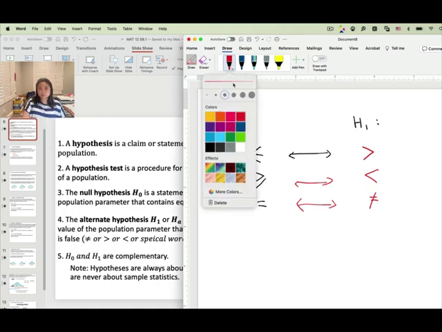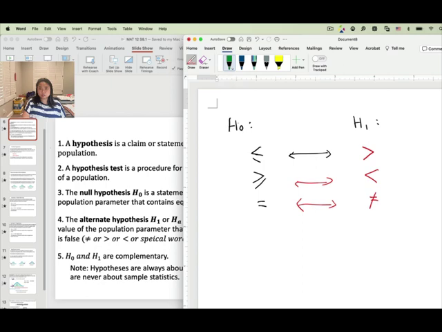But for the null hypothesis, most statistics books don't use this one anymore. They replace it with the equal sign, the equality. So the null hypothesis always uses equal. The alternate hypothesis can be greater than, strictly less than, or not equal to. This depends on your question.